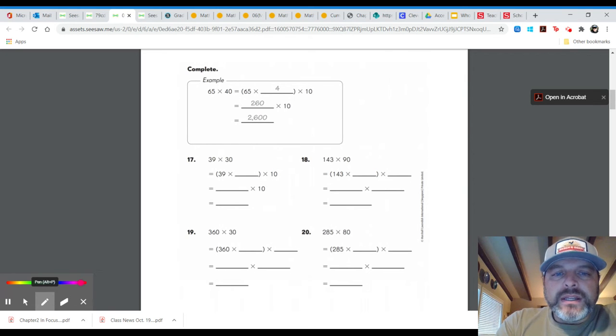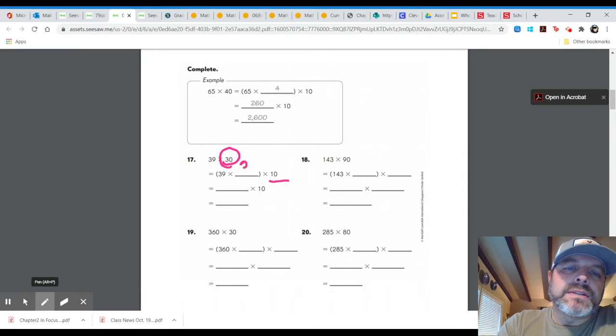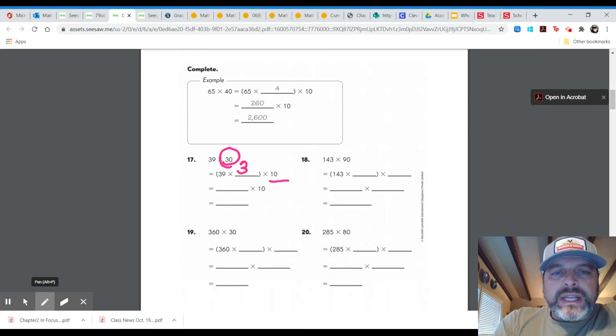All right. So they're doing 39 times 30. What they're doing here is breaking apart the 30 into two numbers that multiply to equal 30. So they're giving you a 10. 10 times what number gives me 30? How many 10s would I need to make 30? Would you say 3? Yep, 3. So I'm breaking this 30 up into 3 times 10, as you can see. So the first thing I have to do is 39 times 3.